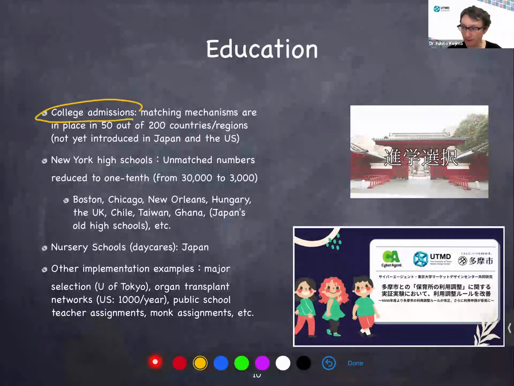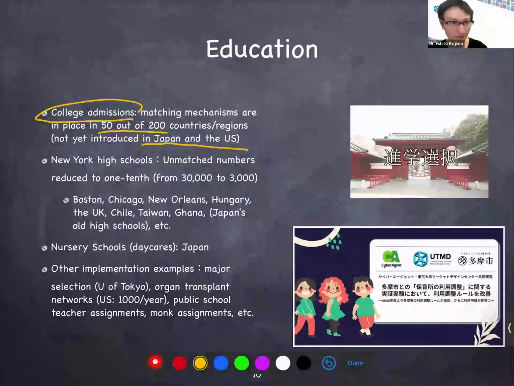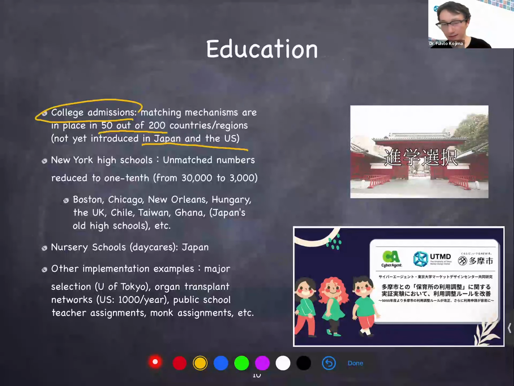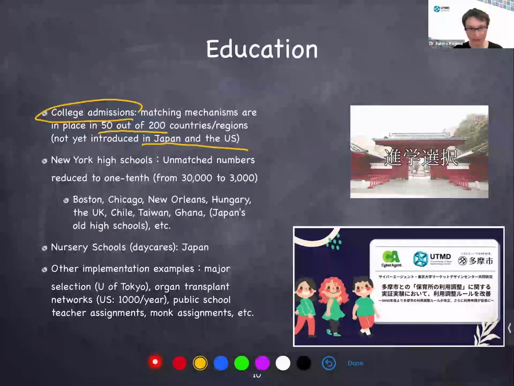College admissions are also oftentimes, and increasingly, organized using algorithms. Some of them are really this Gale-Shapley algorithm. Some are not as good as that one, but still assisted by algorithms. Unfortunately, Japan and the US are the exceptions; as far as I know, they do not use it. But as of now, the number I found says that about 50 countries and regions use some form of algorithm to assist the match between students and colleges.